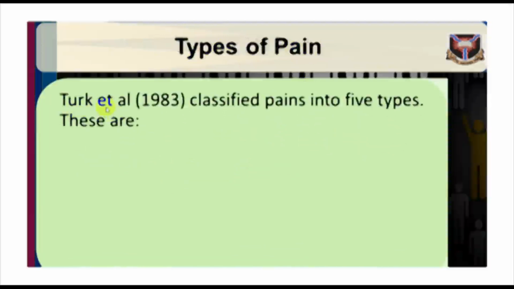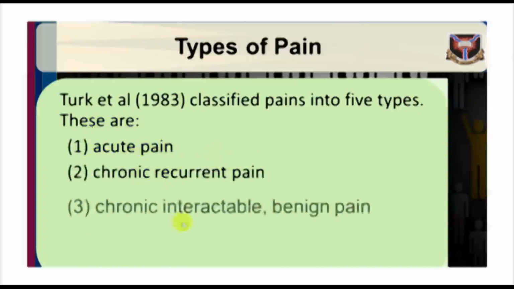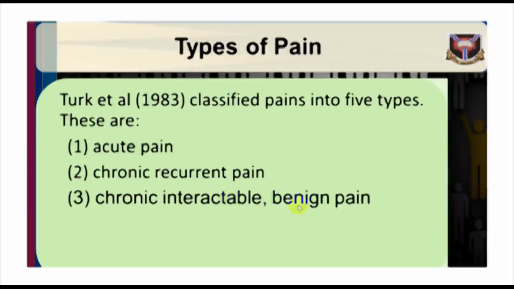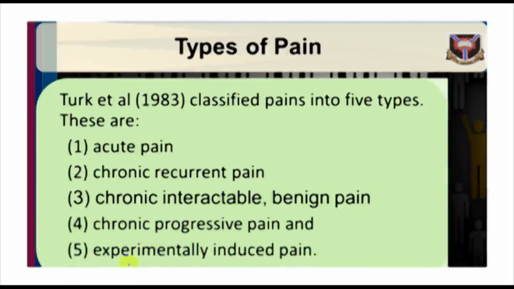Types of pain. Turk et al. 1983 classified pain into 5 types. These are 1. Acute pain. 2. Chronic recurrent pain. 3. Chronic intractable benign pain. 4. Chronic progressive pain. And 5. Experimentally induced pain.